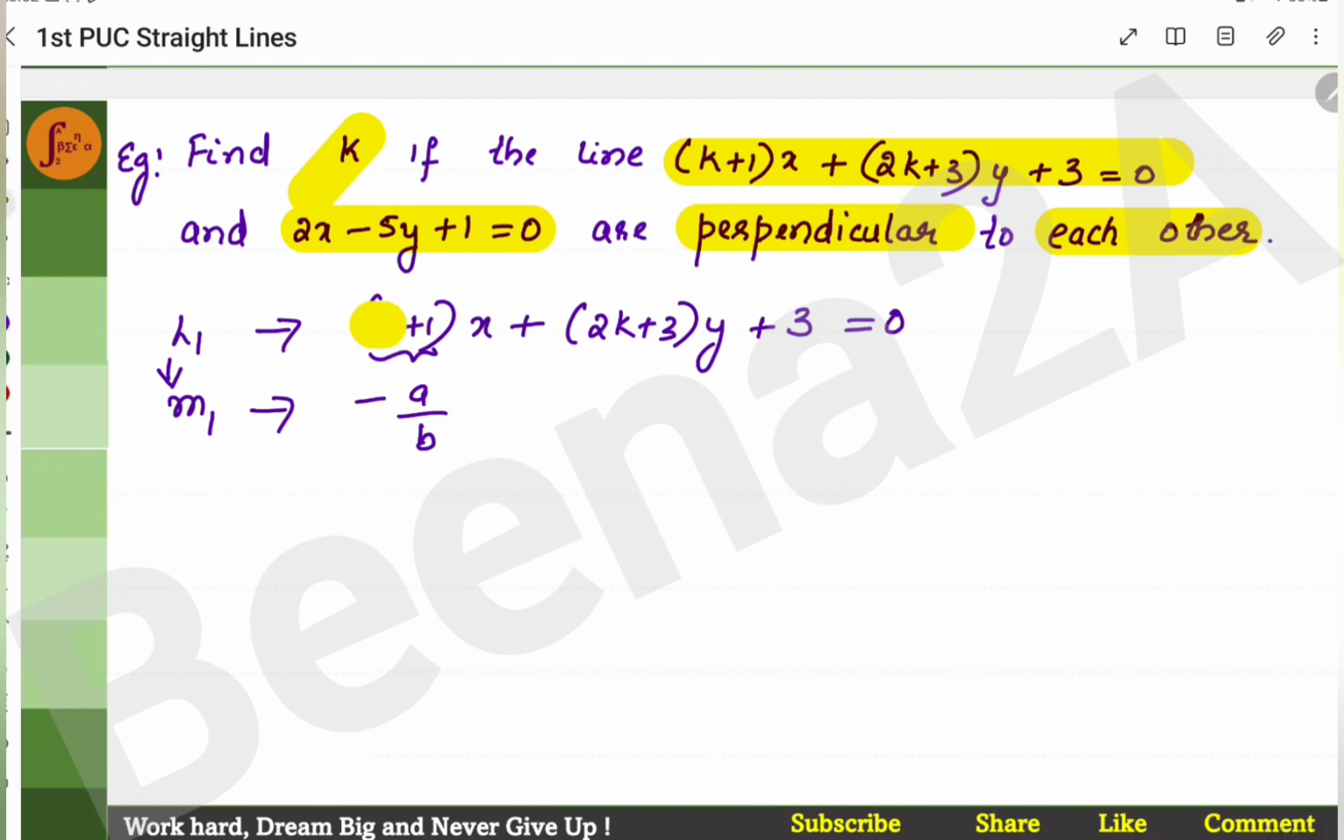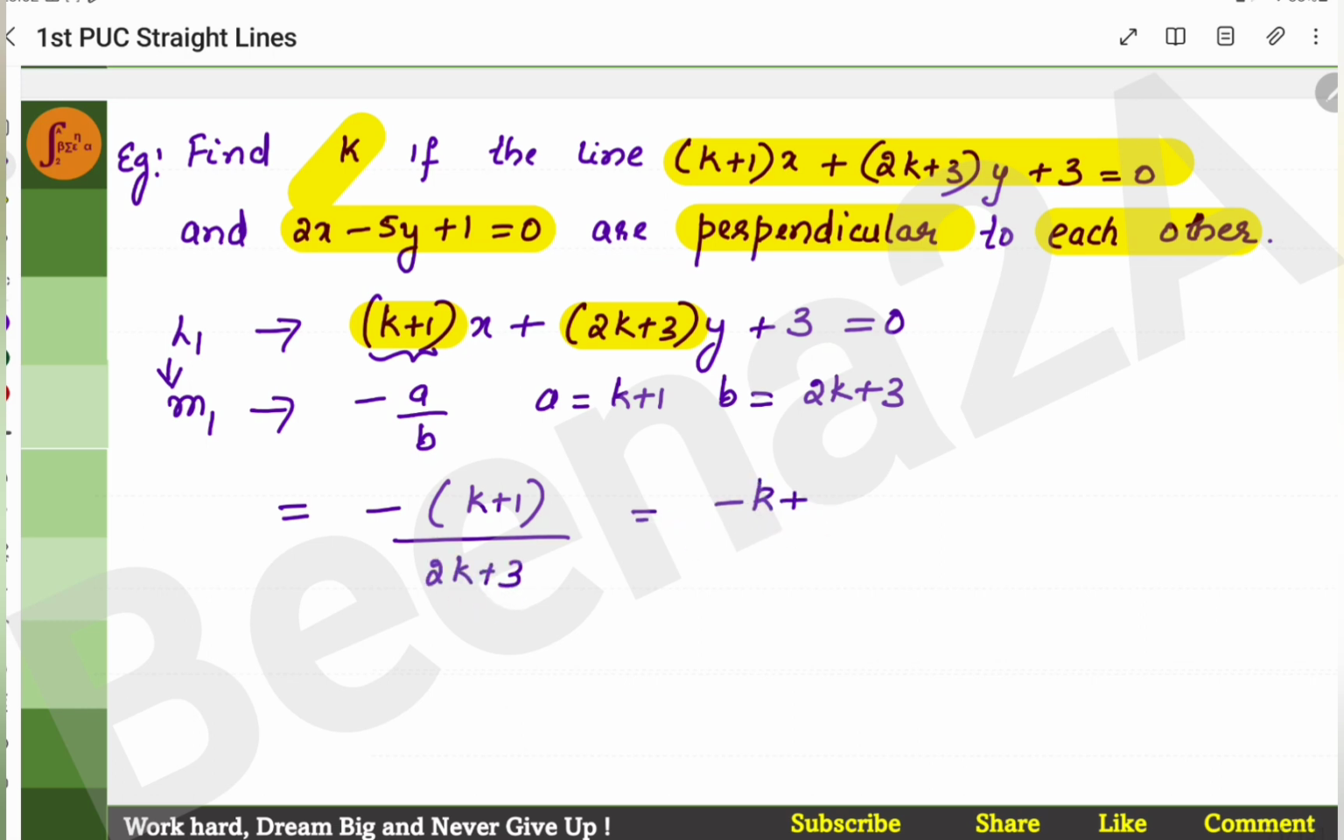Instead of a, which is nothing but any number next to x, here you have k plus 1. So a is equal to k plus 1. What is b? The number next to y, which is nothing but 2k plus 3. So this is nothing but minus of k plus 1 by 2k plus 3, which is nothing but minus k minus 1 by 2k plus 3.